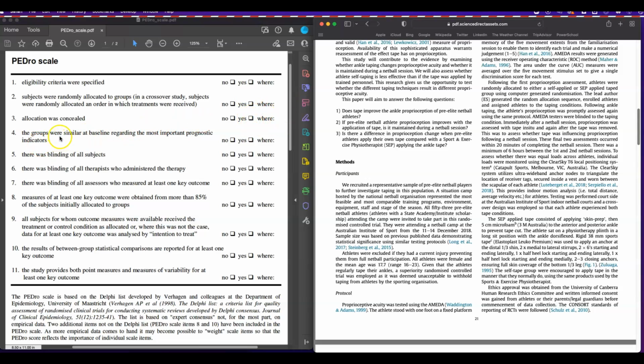For number 4, the groups were similar at baseline regarding the most important prognostic indicators. So what this means is we want to make sure that after we're done randomly allocating each group, they're at least equal at baseline.